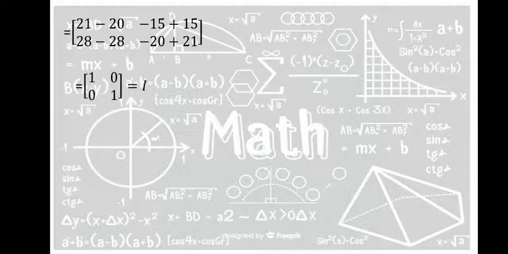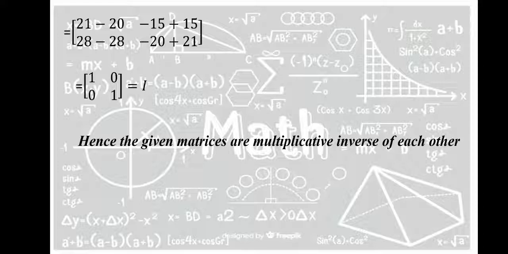So 21 -20 is 1, -15 plus 15 will cancel each other, so it will give you 0. 28 -28 is 0 and -20 plus 21 is equal to 1. So this matrix is equal to the identity matrix. So hence the given matrices are the multiplicative inverse of each other.